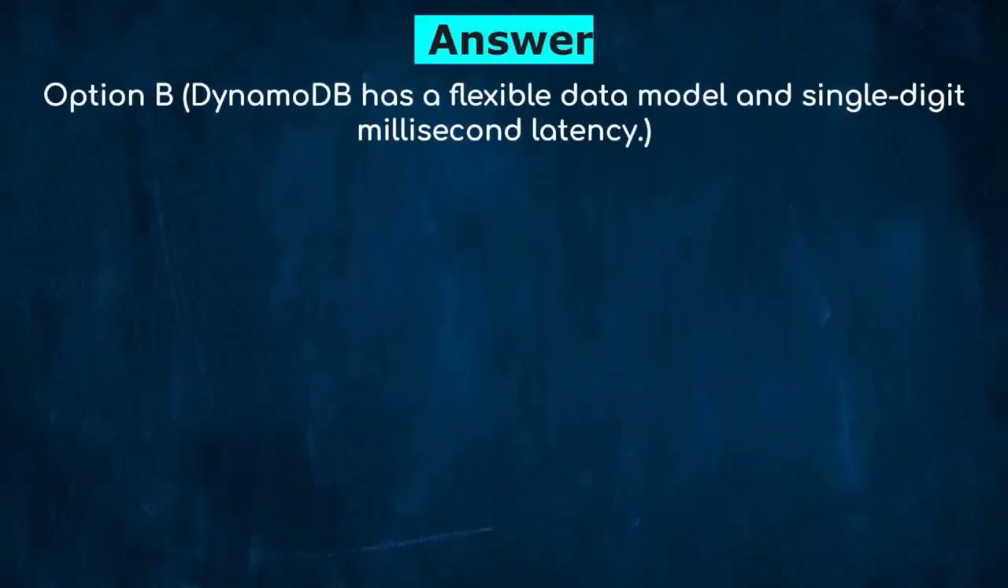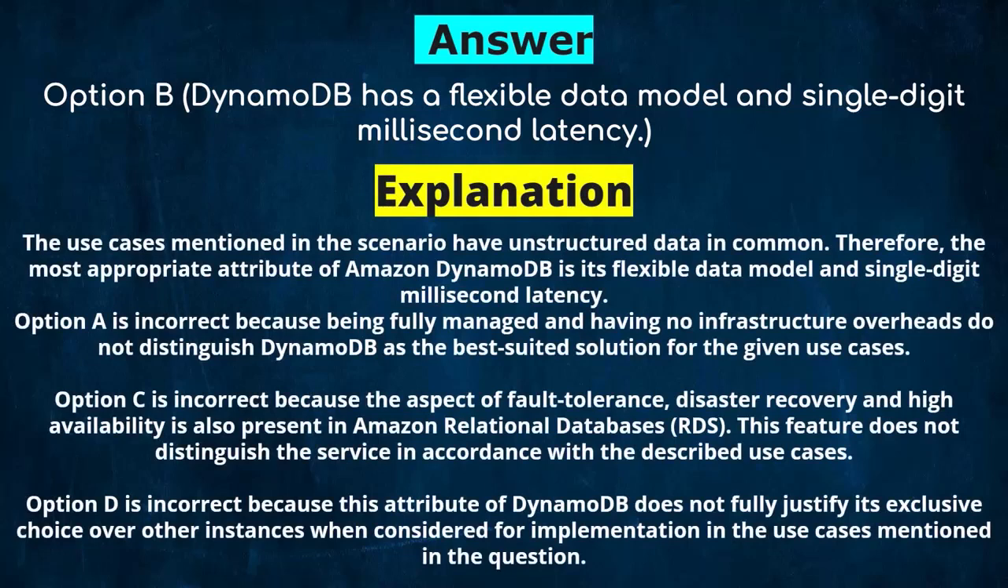DynamoDB has a flexible data model and single-digit millisecond latency. Explanation: the use cases mentioned in the scenario have unstructured data in common. Therefore, the most appropriate attribute of Amazon DynamoDB is its flexible data model and single-digit millisecond latency.